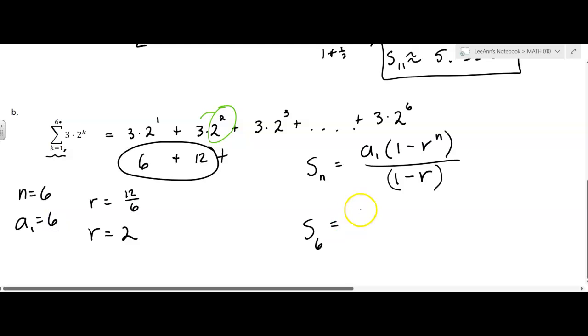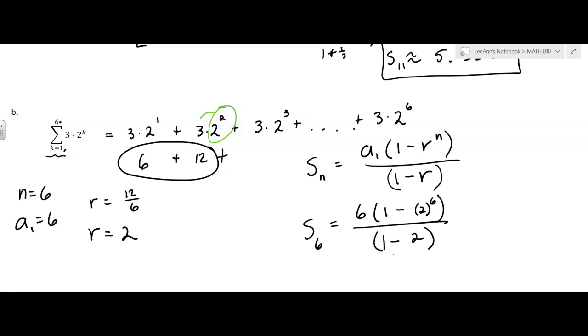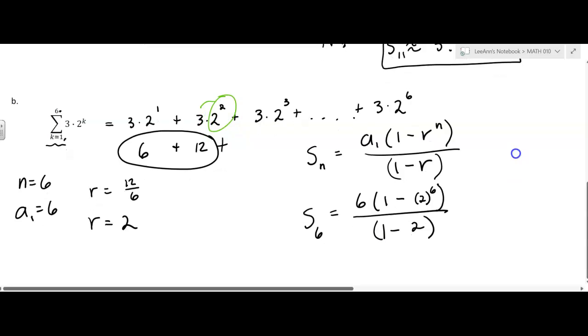A sub 1 is going to be 6 times 1 minus r, which is 2, to the 6th power, over 1 minus 2. Now, this should be a positive answer, right? I'm only adding up positive terms that are getting bigger and bigger. So let's see what happens.